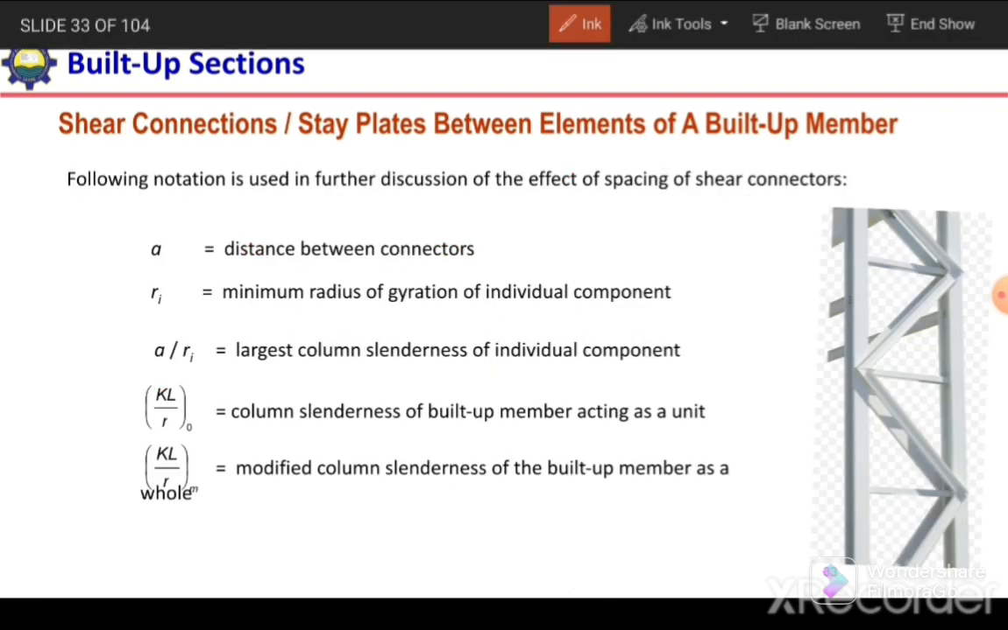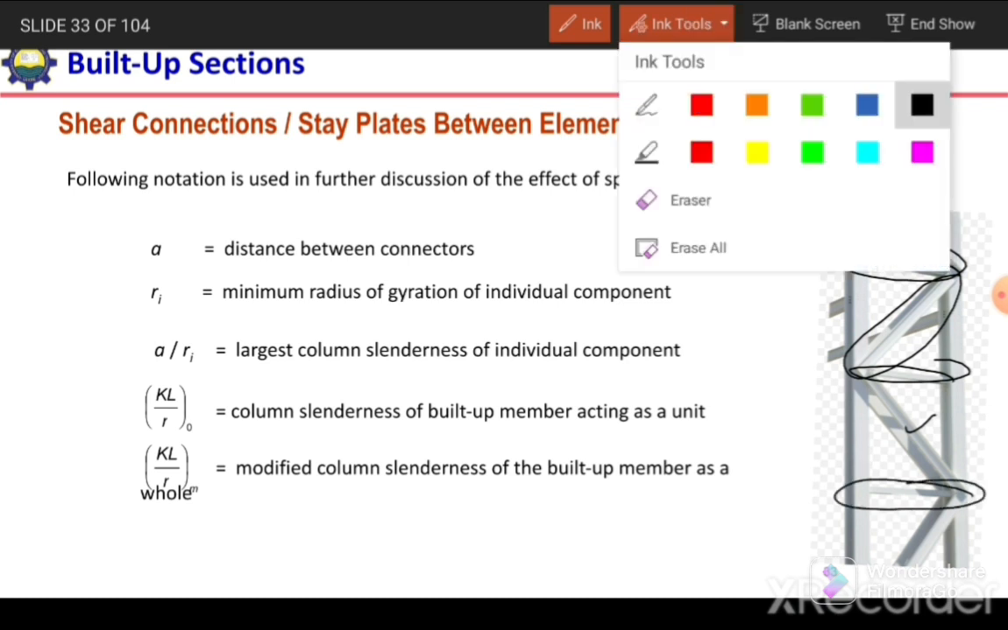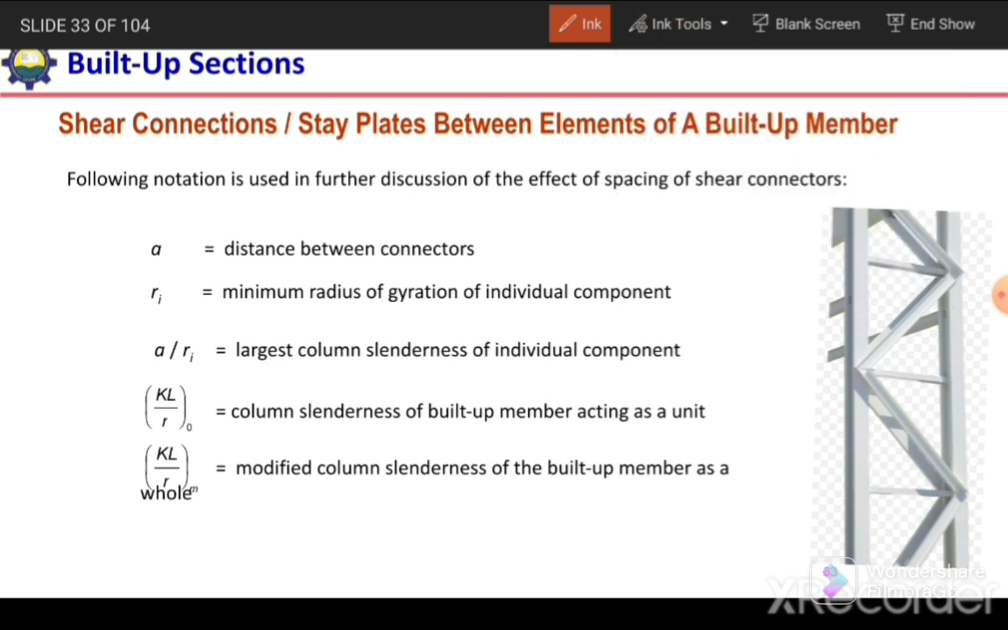So here we can see these are the shear connectors. We can say these are the lacing and these are battens or tie plates. And the slenderness ratio of this individual part should be less than the overall slenderness ratio of this built-up section.